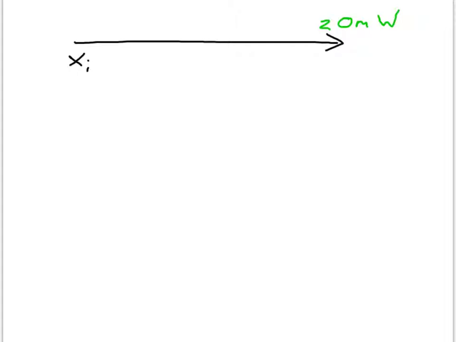Then they turn around and they go back 5 meters east. All right. So this represents their final position. I'll put x sub f for final. That's an f.